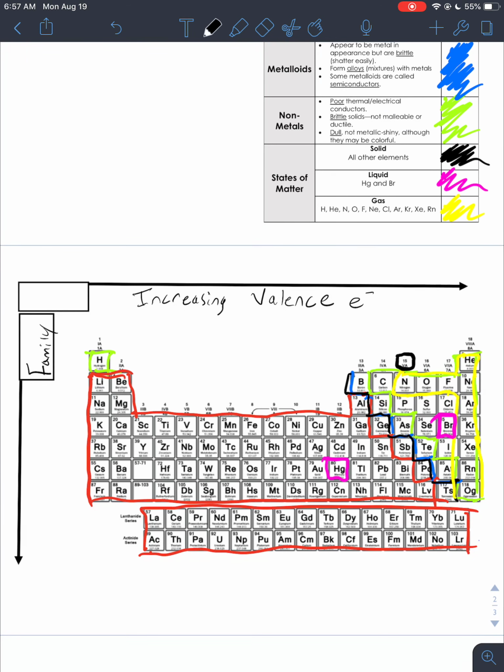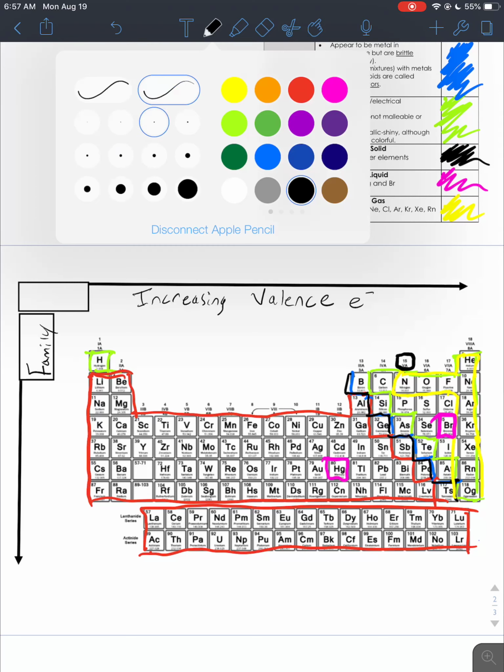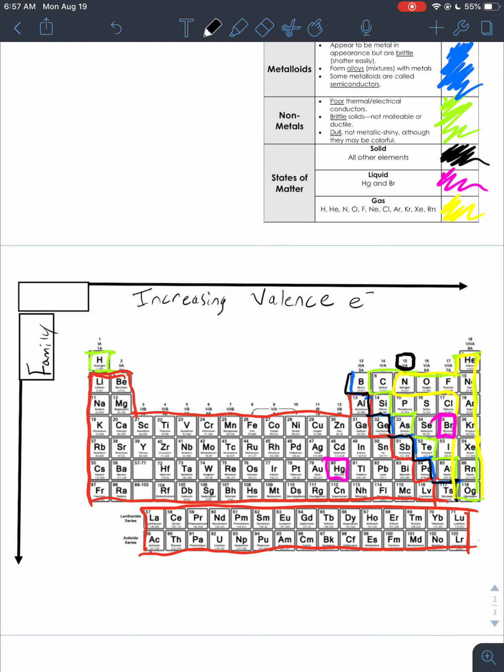A quick reminder, as you move across, you are increasing the number of valence electrons. So for instance, in the first group, you have 1. In the second group, you have 2. In this transition metal section, we put our frowny face. We don't count valence electrons in there because they can be variable or they can change. In group 13, we have 3. Group 14, we have 4.